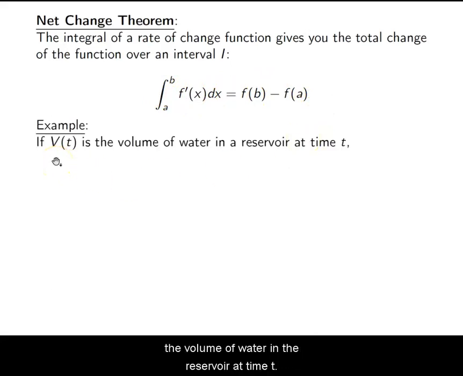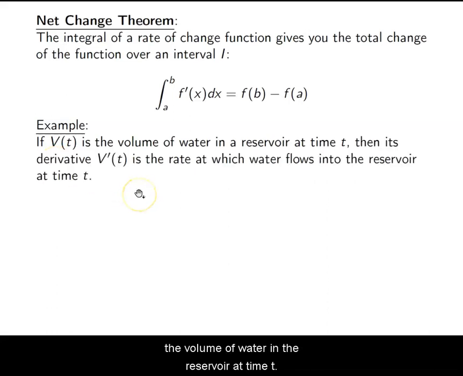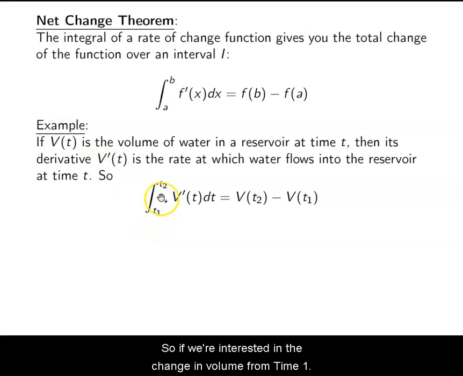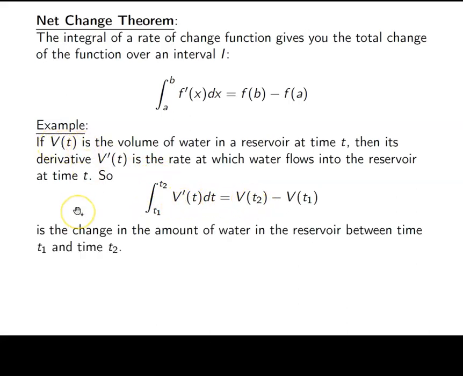If v of t is the volume of water in a reservoir at time t, then its derivative, the rate of change at which the water is flowing into the reservoir, is v prime of t, right? So v is the volume of water. The rate at which the volume is changing is v prime, okay? So if we're interested in the change in volume from time 1 to time 2, let's say from 5 minutes to 12 minutes, we would integrate the derivative function, which tells us the rate of change, over that time, and it'll tell us how much we've changed. And so the antiderivative of the derivative is its original volume function. Okay.